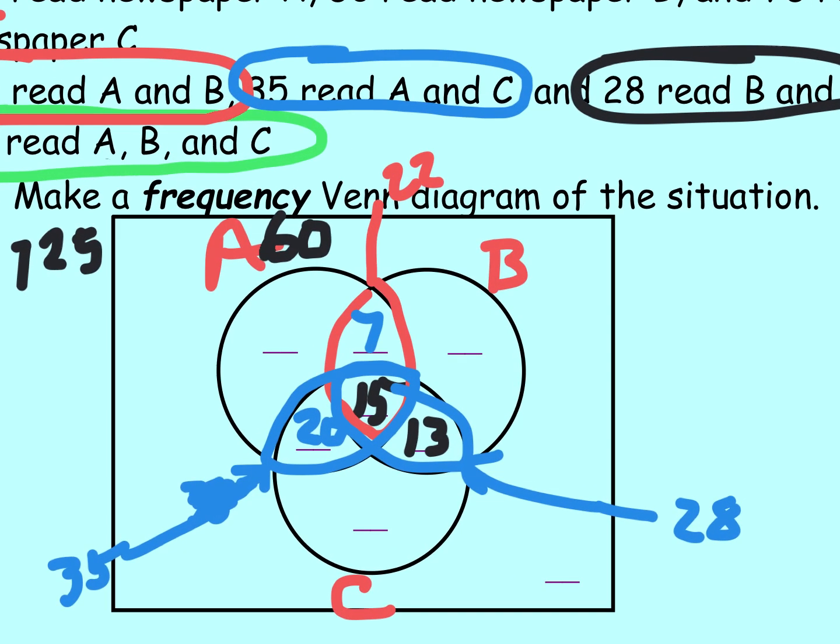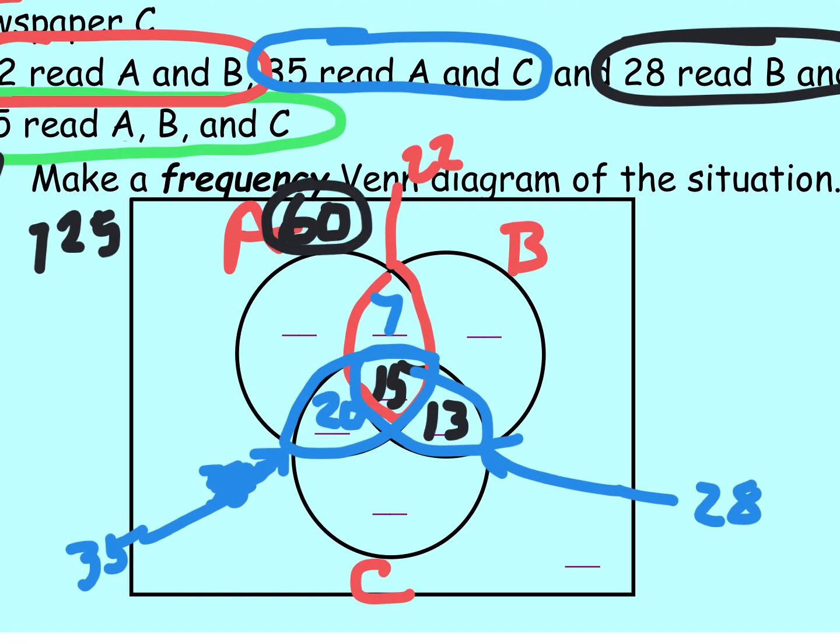Oh, I have one more piece of info that's really handy. A is 60. So together, all 4 of those spots add up to 60. I've already got 42 of them. I think that leaves 18 there. Can anybody verify that that's 18? Yeah. Okay, good.